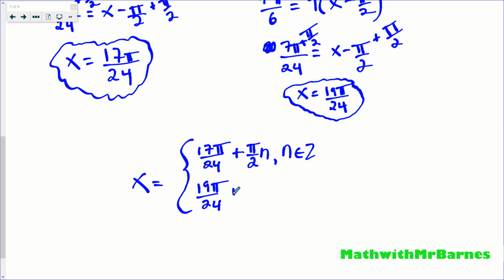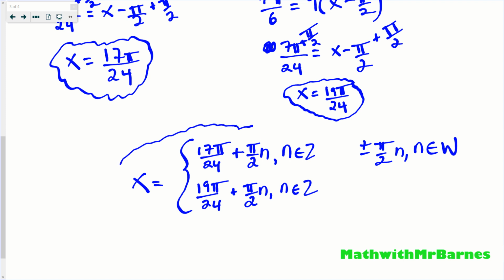Okay, you can use I too. Some teachers don't really care. Then we'll do the same thing. Pi over 2 n, n belongs to Z. So you could also do this plus or minus pi over 2 n, and then n belongs to W. My students prefer this because it's easy to remember. So whatever you like. So that's my answer for all radians.